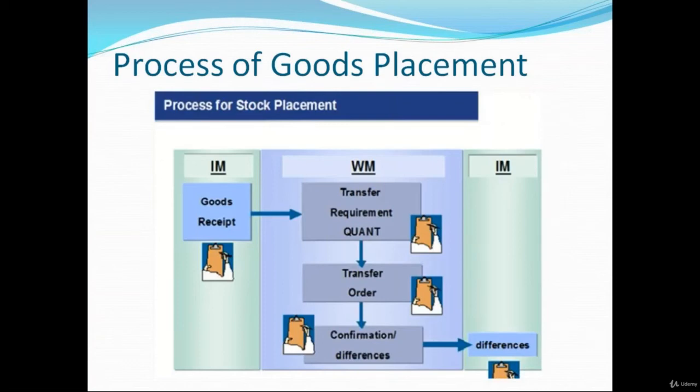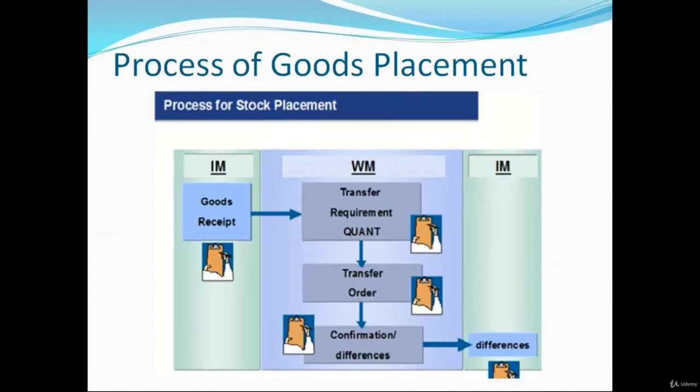Process of goods placement in the WM. In the IM, we will be doing the goods receipt using the transaction code MIGO with the movement type 101. That is a goods receipt with respect to a purchase order. So the goods receipt happens and the material is available in the goods receipt area, that is nothing but the interim area. It is present in the bin in the interim area, and the count is generated as it is a WM managed bin.